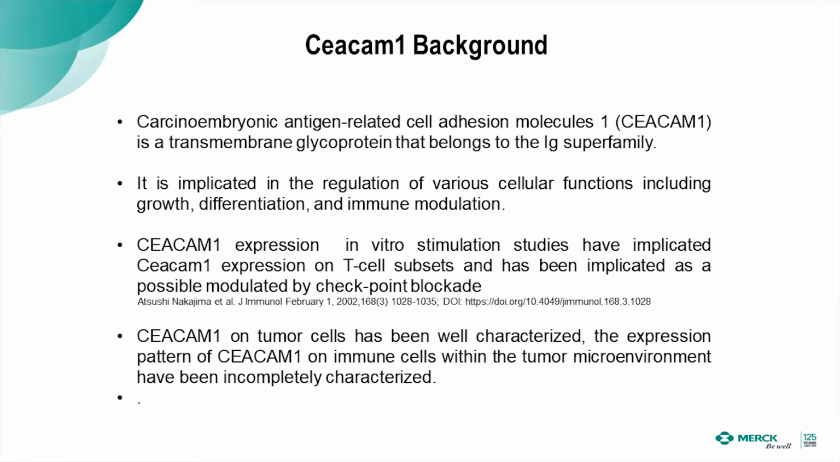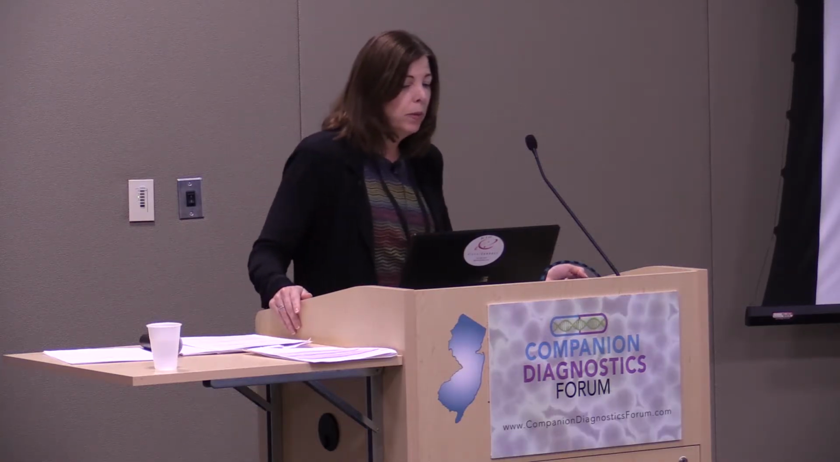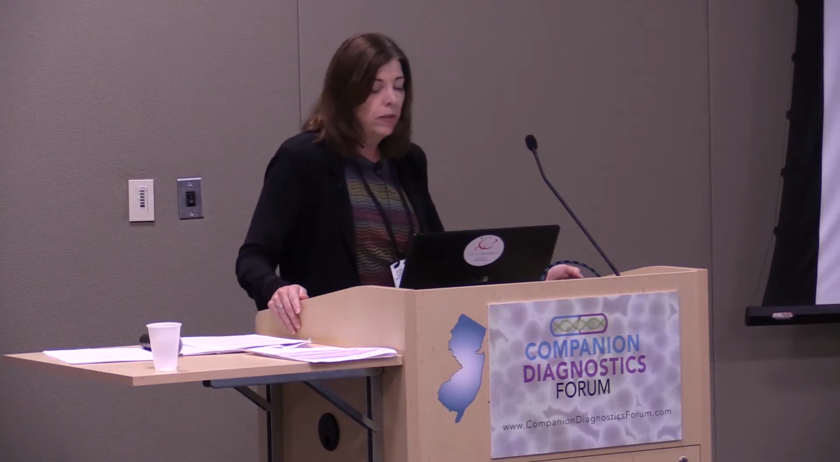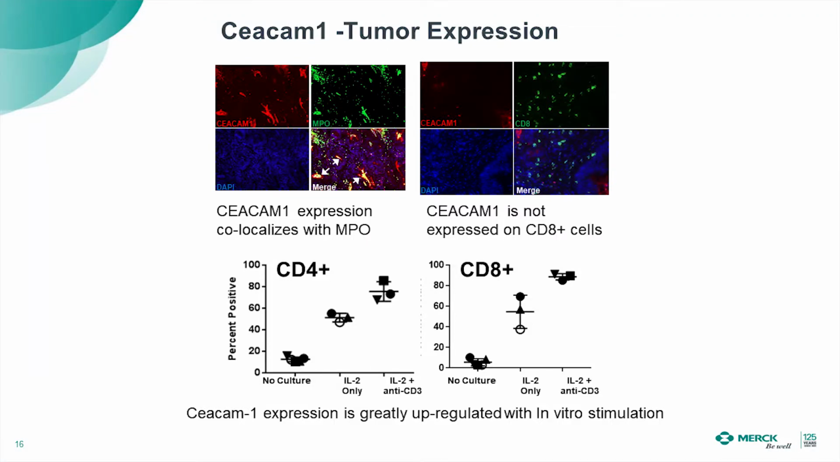This is a transmembrane glycoprotein, and it's a member of the Ig superfamily. It's implicated in checkpoint blockade. Early data had suggested that it is expressed on T cells and has a modulatory function, and the characterization in tumors is pretty incomplete. So a lot of work had gone into this. At Merck, we were following this target. And we could see that easily on CD4 and CD8 cells, if you treat with IL-2 or IL-2 plus anti-CD3, you would upregulate this molecule gangbusters.